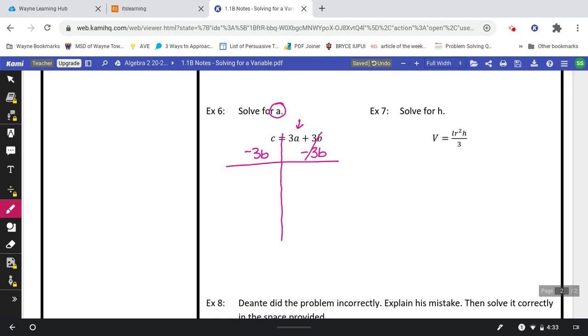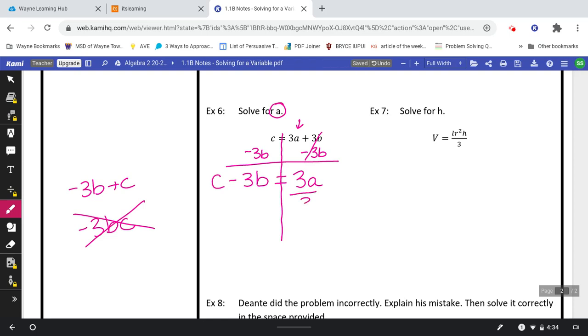Cancel. 3a is left on this side. I have my equal sign in the middle. And then over here on the left, I have a negative 3b and a c. However, I'm subtracting. I am not multiplying, so you don't want to write those all together. You actually want to write it as c minus 3b. You could also put the negative 3b in front and write it like that. That would be the same. But you do not want to write it like this.